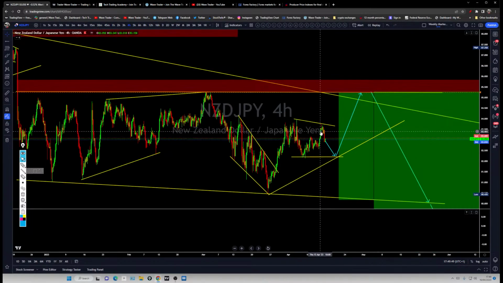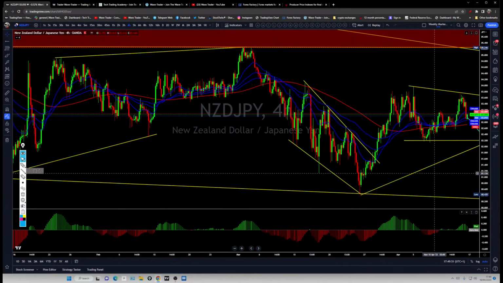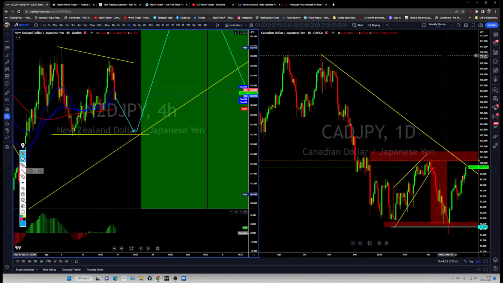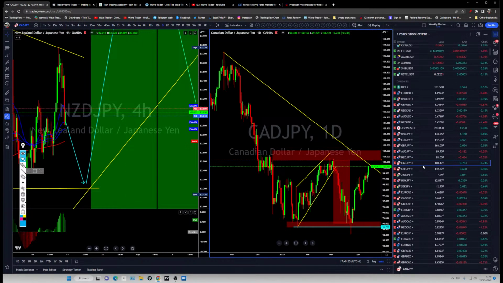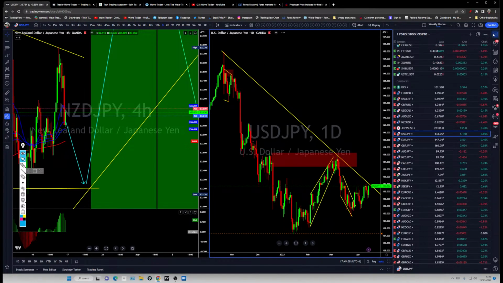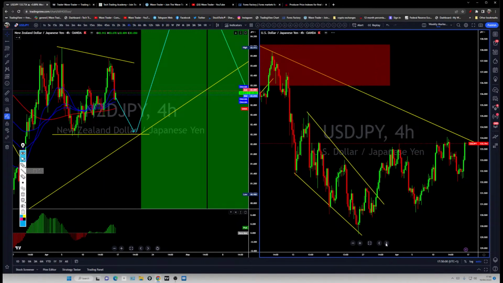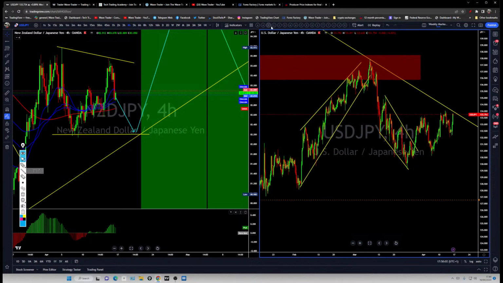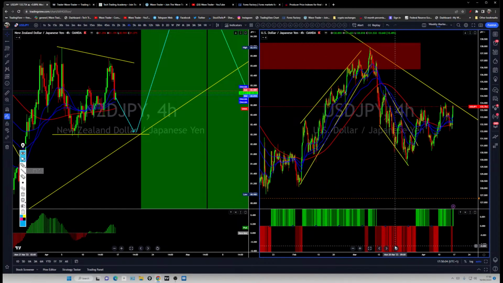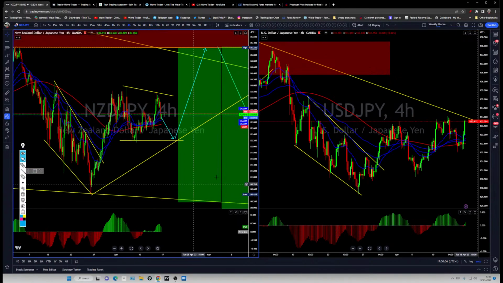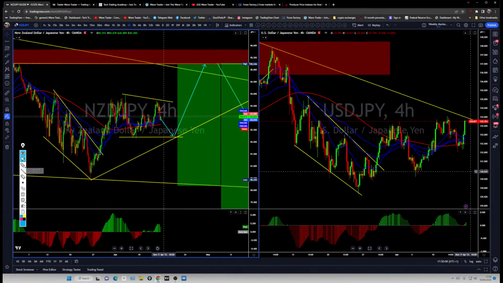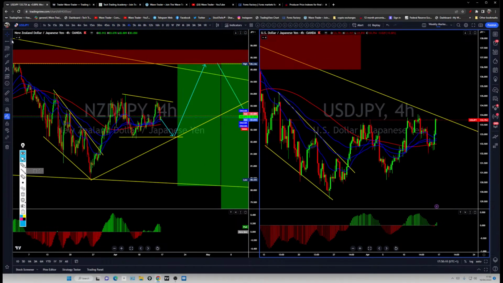Okay, 4-hour time frame to hold simply. If I pull out the dollar yen chart, it's going to be alright for you to play in. Dollar yen held those moving averages and went up. So similarly, Kiwi yen and USD yen to hold that low.